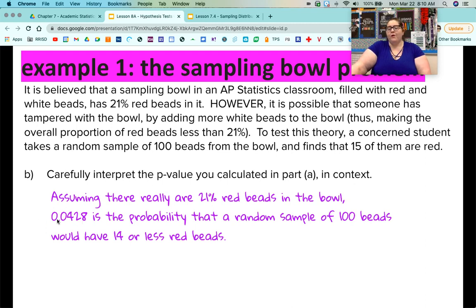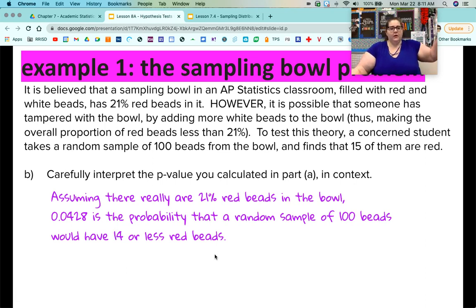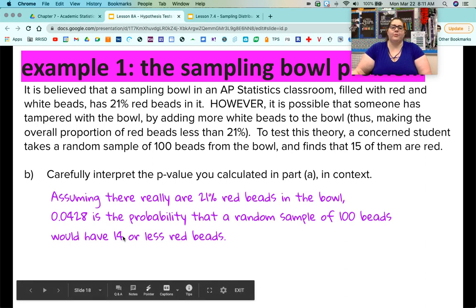There's a 0.0428 probability that we would get sample results like we got, that a random sample of 100 beads would have 14, or something even more extreme or further away. So that's why we did the 14 or less. So 14 or something even less likely to happen or further away. So that is our p-value interpretation.